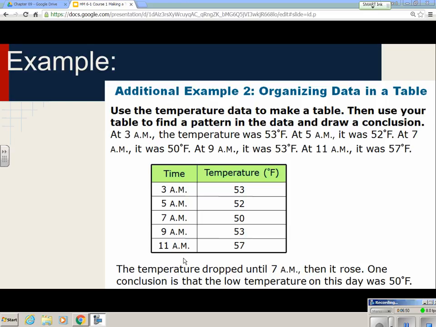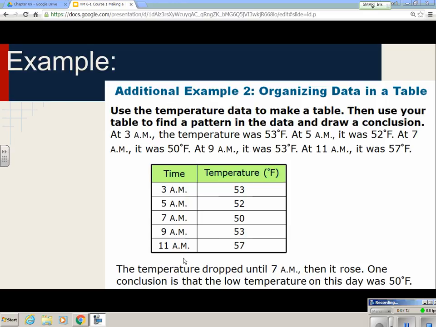So what do we notice about the temperatures? Well, if we look at 3 a.m., it was 53, 5 a.m., it was 52, then at 7 a.m., it was at 50, then it went back up at 9 a.m. to 53, and then at 11 it went up to 57. So the big thing that sticks out to me is at 7 a.m., for some reason, the temperature dropped and then shot up after it.